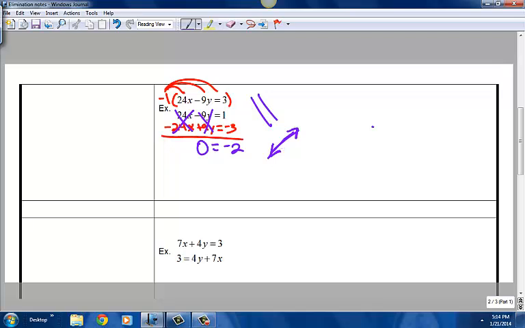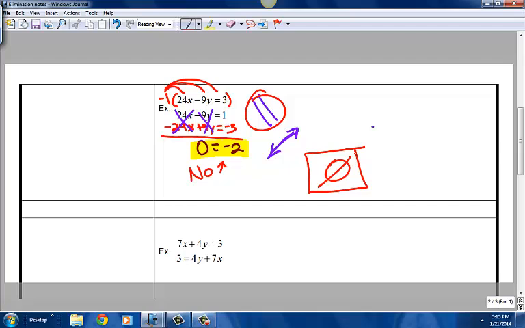The way you decide is to take whatever's left over when you get to the end and evaluate it for truth. Does 0 equal a negative 2? Are they equivalent? Are they the exact same number? The answer is no, they're not the same. That is not a true statement. That means that you have the parallel situation. So there are no answers. This is an empty set. If it's an empty set and there's no answers, then it's inconsistent.